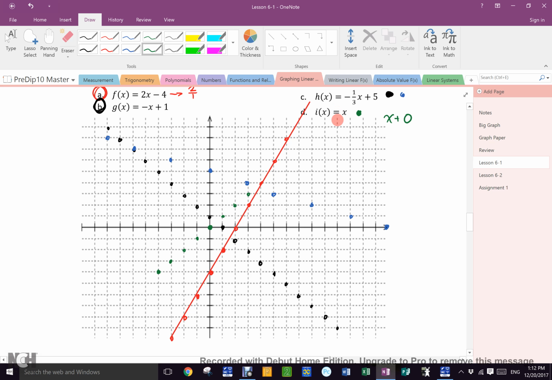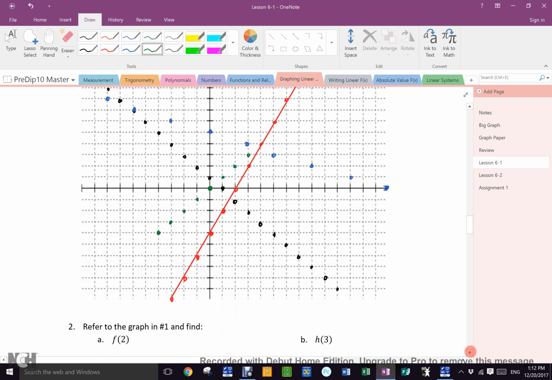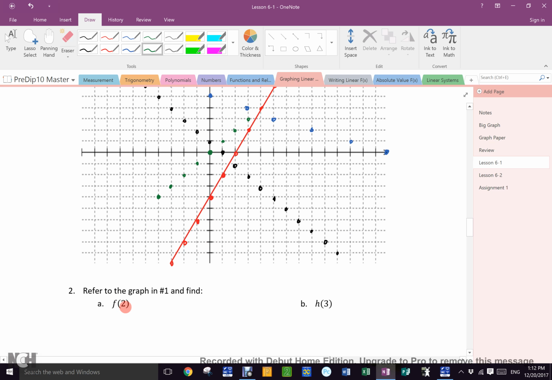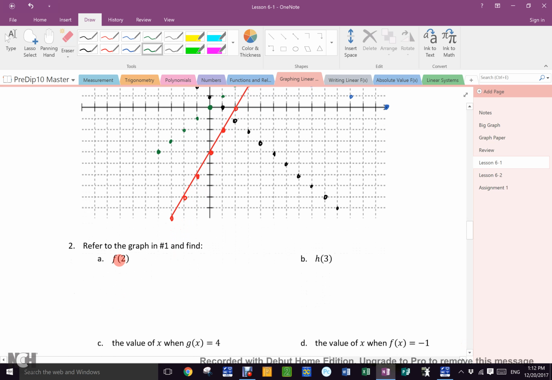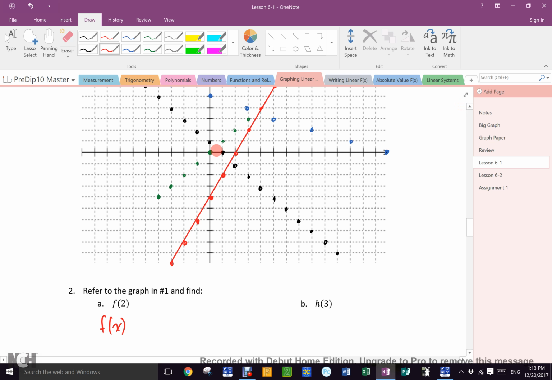Got it? Okay. So now the question says, refer to the graph and find the f of 2. Well, that means the f of x is the line I'm looking at. What color did I draw the f of x? Red. But I don't want the f of x, I want the f of 2. So I go out to 2 on the x-axis, and what do I see it is on the y-axis? 0. So the f of 2 equals 0.